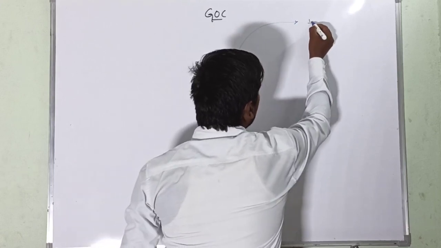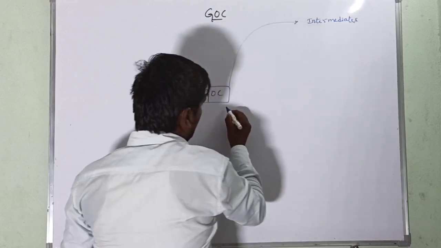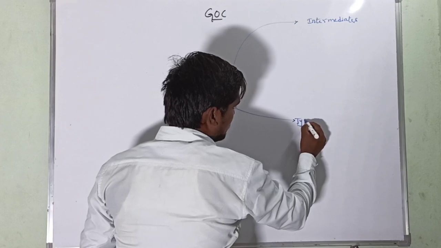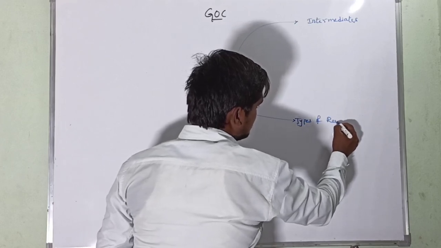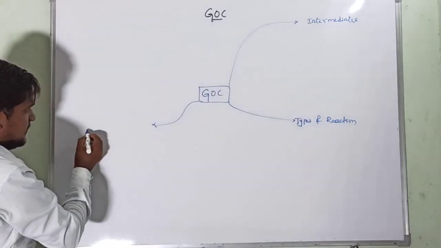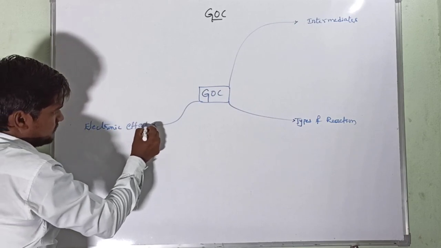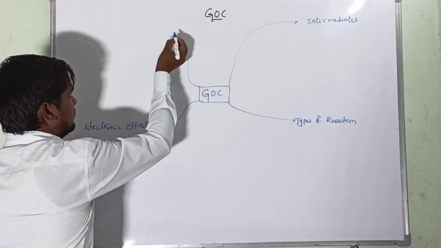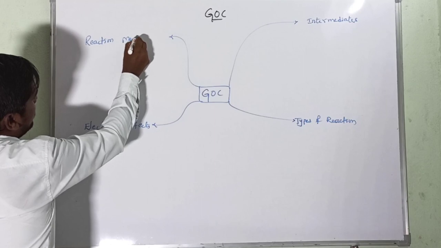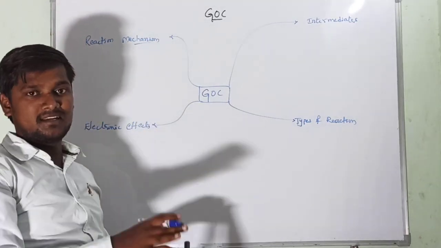it's related to the intermediates. Now again, it's another part of types of reactions. Now it is another part of electronic effects. Now the final thing is the reaction mechanism. Each and every topic in GOC has a unique property.